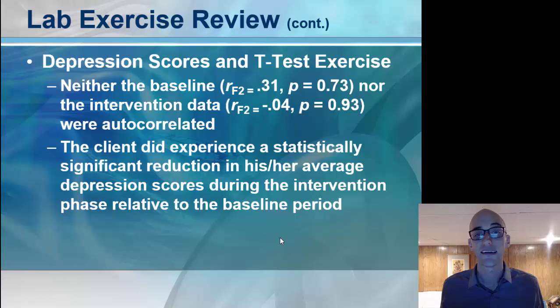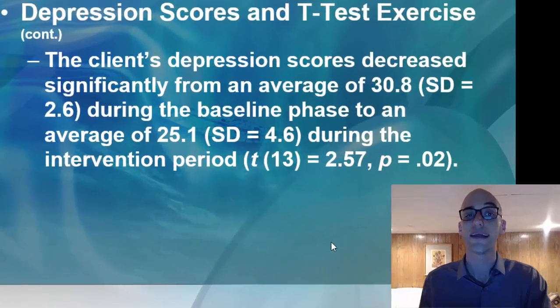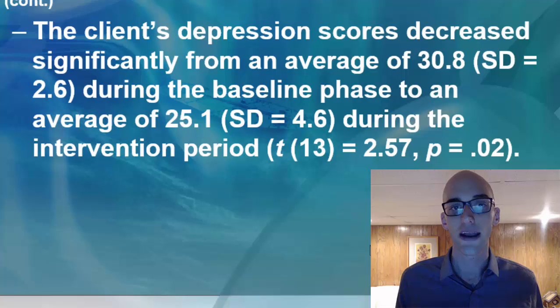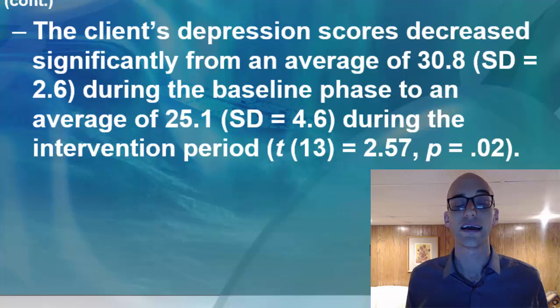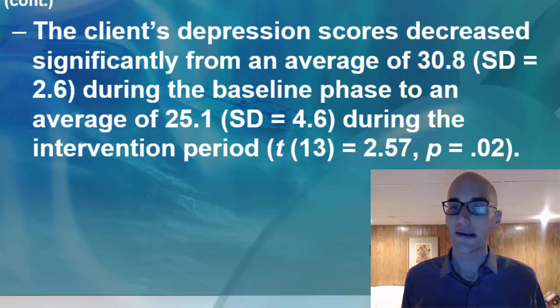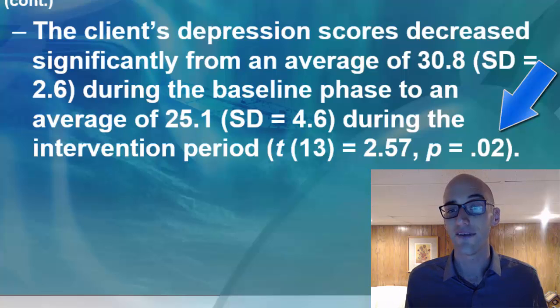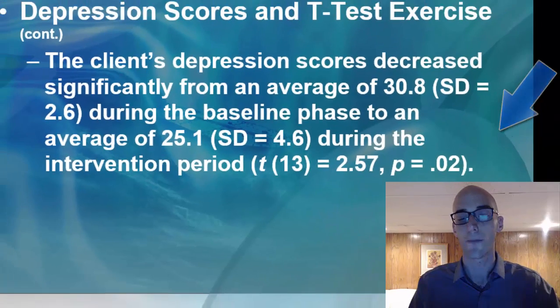All right, so for the t-test exercise, neither the baseline or the intervention data was autocorrelated. The client did experience a statistically significant reduction in their depression during the intervention phase relative to the baseline phase. And so how we can write that up is the client's depression score decreased significantly, from 30.8 during the baseline phase to 25.1 during the intervention period. And this is how you'd write up the results of your t-test. And you would know that this is statistically significant because your p-value was less than 0.05. In this case, it's 0.02.